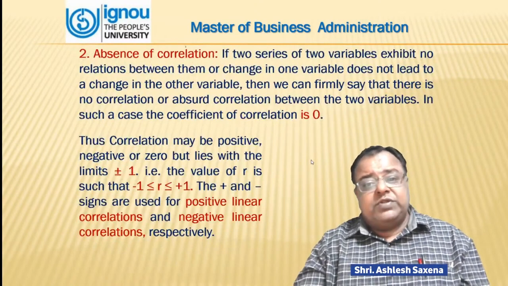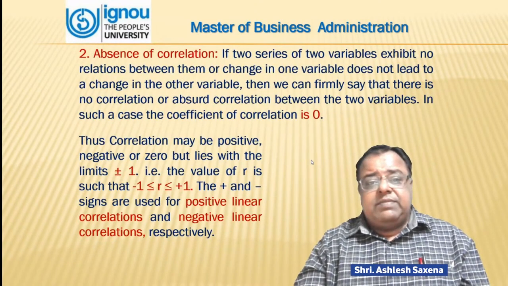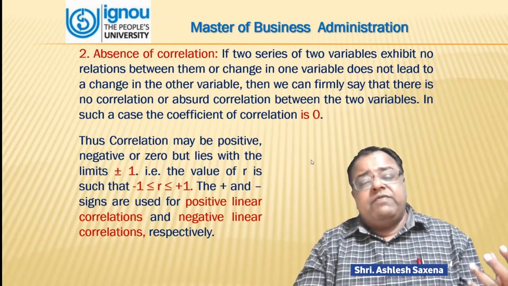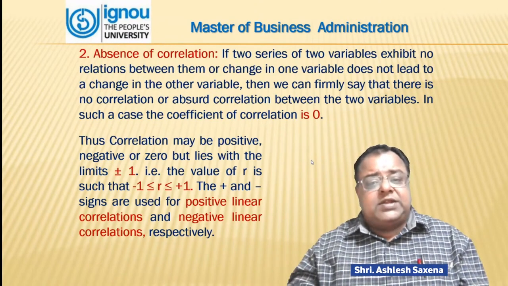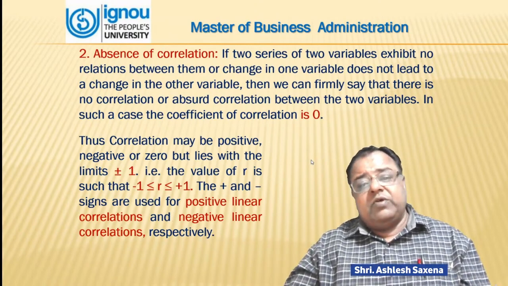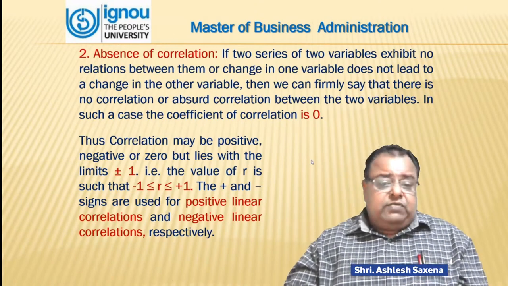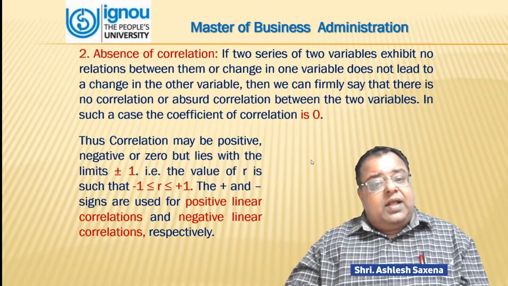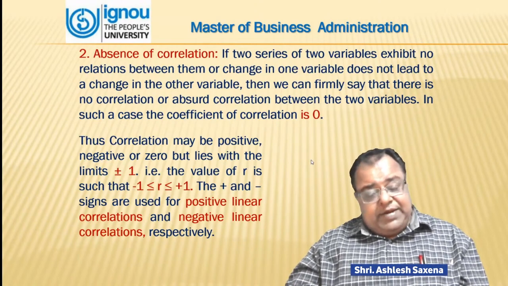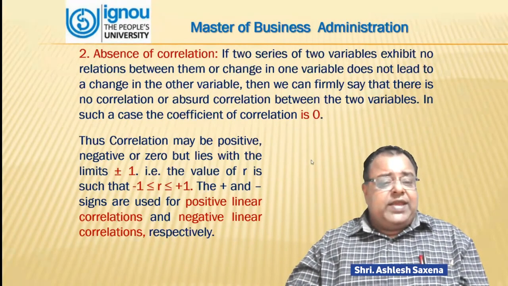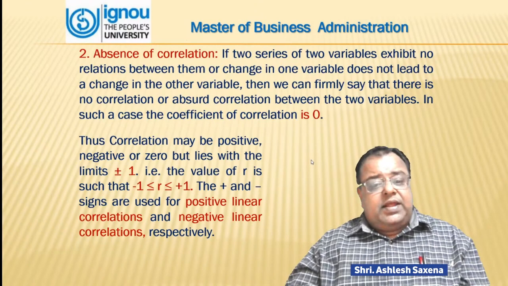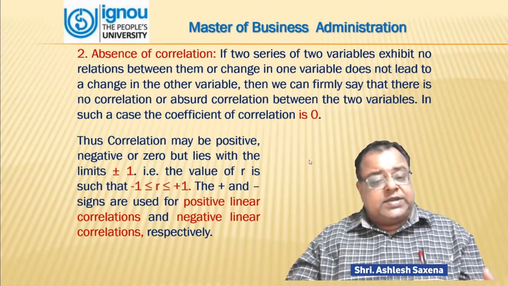Absence of correlation: if the two series of the two variables exhibit no relation between them or change in one variable does not lead to a change in the other variable, then we can firmly say that there is no correlation or absolute correlation between the two variables. In that case, the coefficient of correlation will be zero. Thus, we can say that correlation may be positive, negative, or zero, but it has limits, and the limits are plus minus one. So mathematically, we can say that the value of r lies between minus one and plus one. The plus and minus one signs are used for positive linear correlation and negative linear correlation respectively.